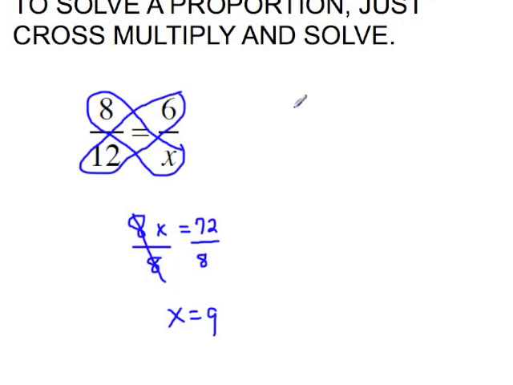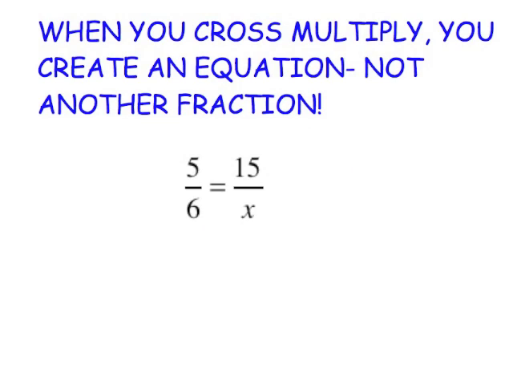Now we can check that by looking at the fraction now, 8 over 12. Does that equal 6 over 9? Of course, we can verify this with cross multiplying, or we could verify it by reducing both fractions. This reduces by 4 on the top and bottom to give you 2/3. 6/9 reduces by 3 on the top and bottom to give you 2/3. So it is true, 8 over 12 does equal 6 over 9. And the way we found that was by cross multiplying.